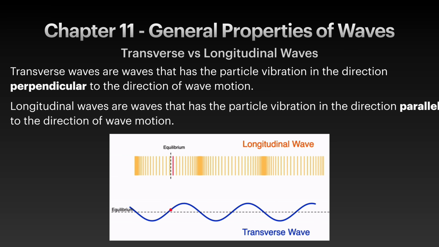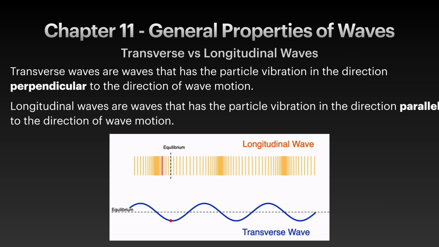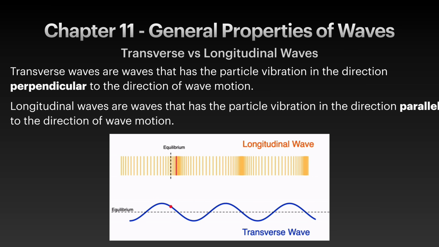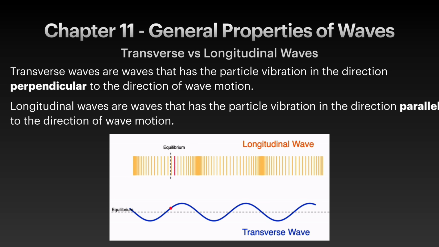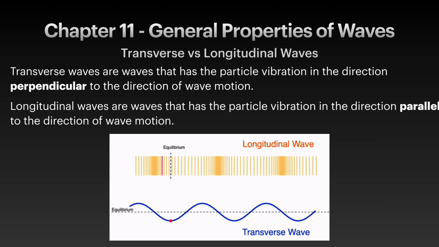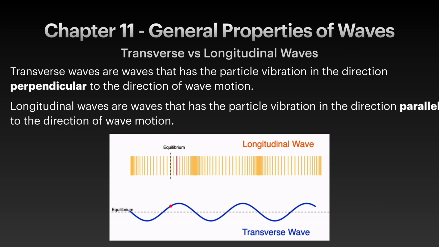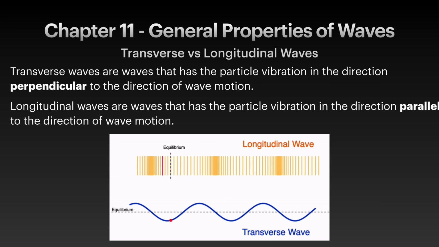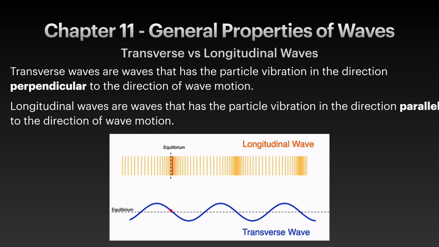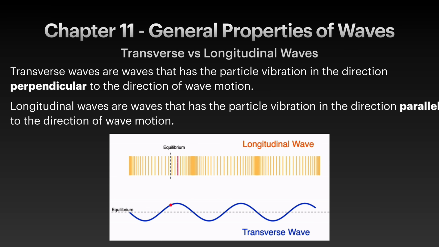There are two main types of waves, transverse and longitudinal. In a transverse wave, the particles vibrate perpendicular to the direction the wave travels. Imagine moving a rope up and down while the wave moves forward. That's perpendicular motion. Water waves, light waves, and seismic S waves are examples.